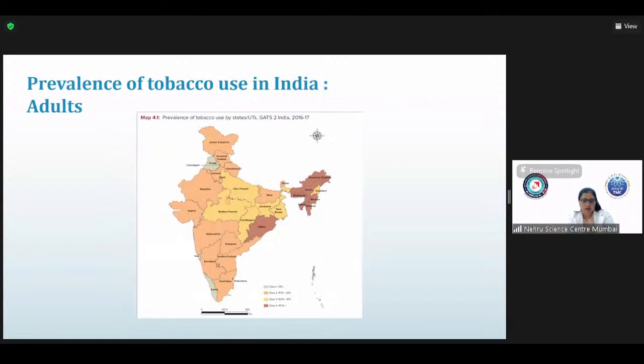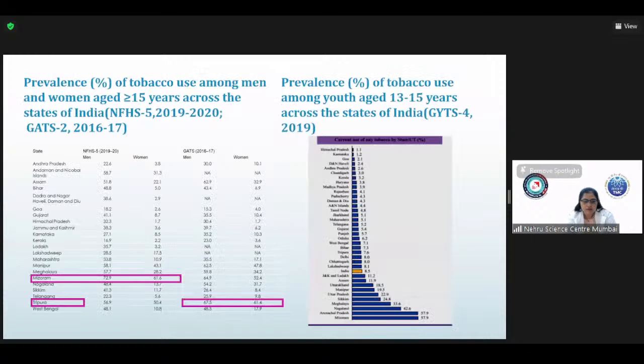Next. So, as shown here in this map, a quarter of the adult population in India use some form of tobacco. The National Family Health Survey, which is a large-scale multi-round survey conducted in a representative sample throughout India by the Ministry of Health and Family Welfare via a nodal agency, recently conducted a survey which showed that Mizoram has a higher number of men and women consuming any form of tobacco.